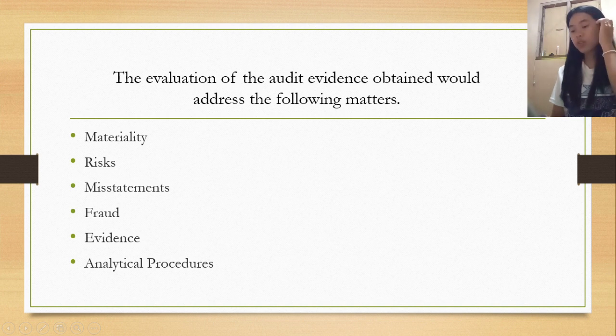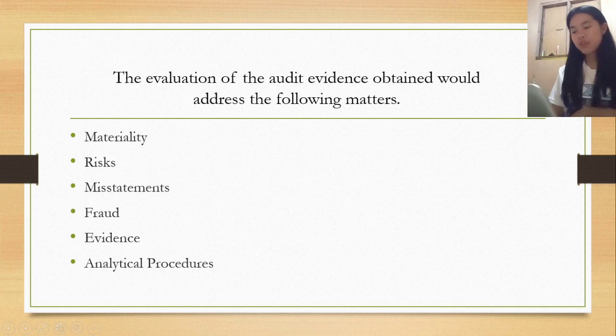Let's proceed with the fraud. The auditor, through the performance of analytical procedures, shall assess whether previously unrecognized risks of material misstatements due to fraud are present. Also, he or she shall determine whether the identified misstatements are indicative of fraud.